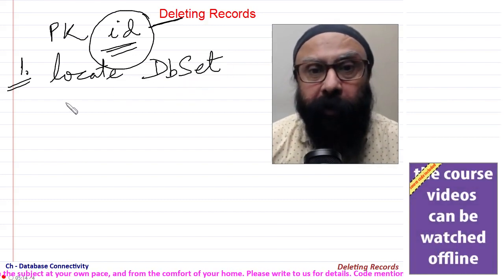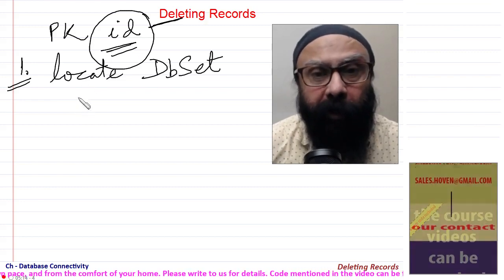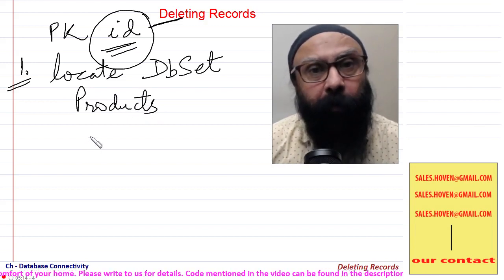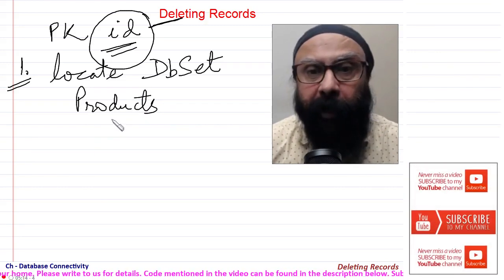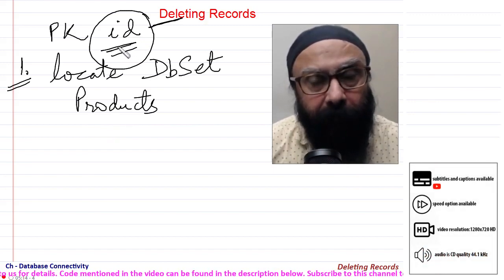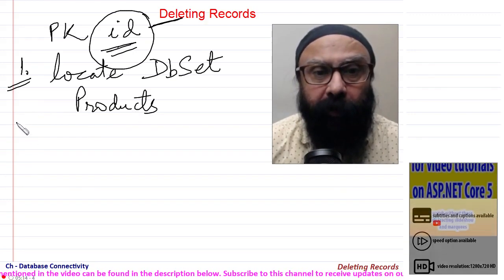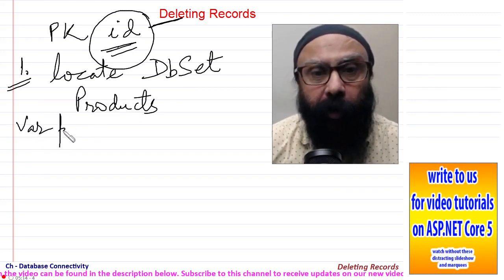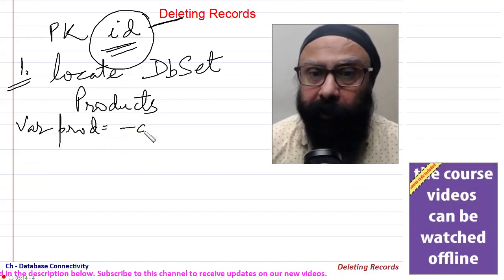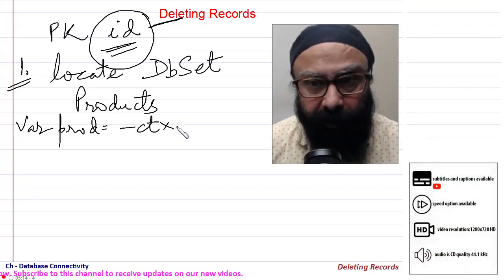So suppose we have to delete a product of an ID from a DbSet of products. The products table is there in the database and we want to delete a product of that ID from the DbSet of products. Then what we do is we first locate the product, where prod is equal to, and we have the context with us. Let us say we call that context as ctx.